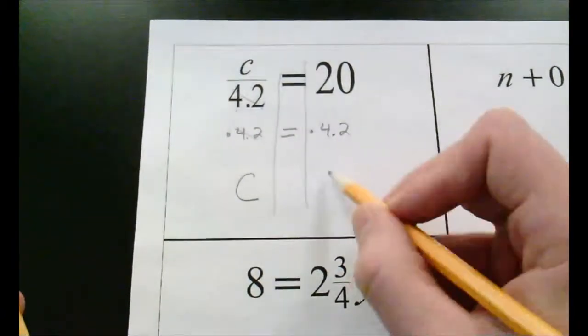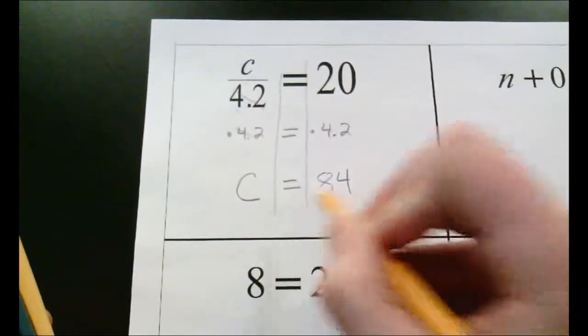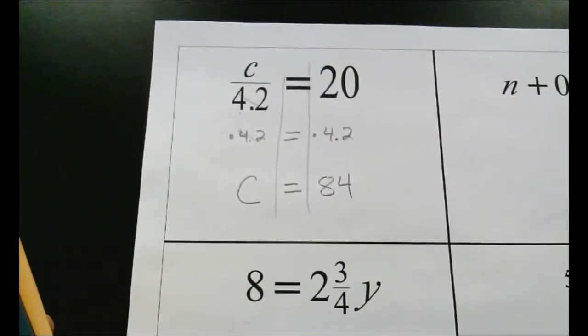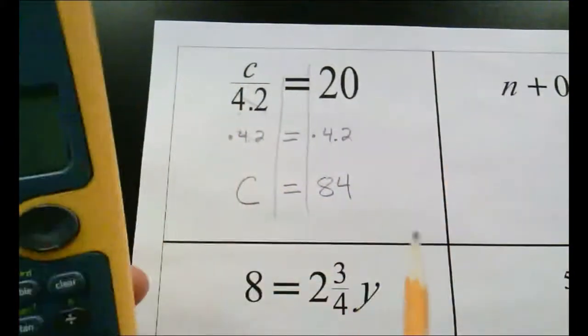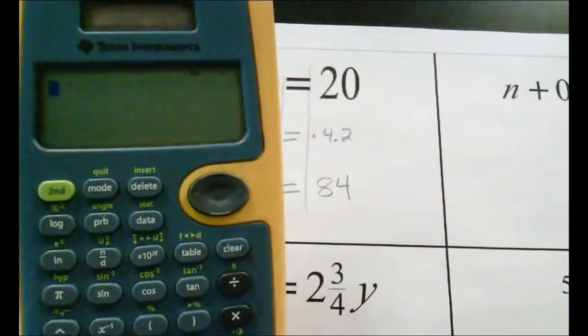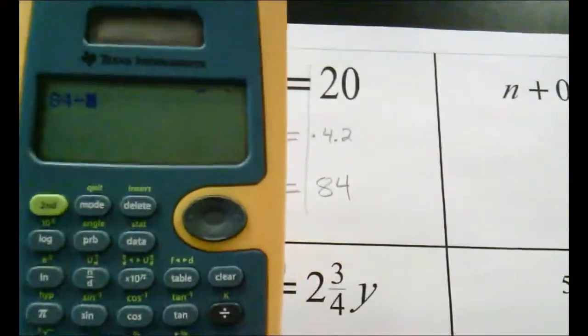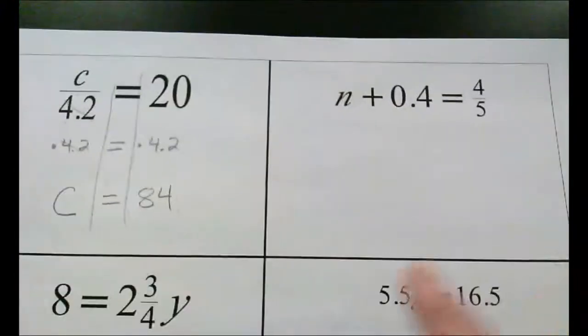And you get 84. So c is 84. If you wanted to type this into your calculator just to prove it, 84 divided by 4.2 equals 20. We're proving our answers.